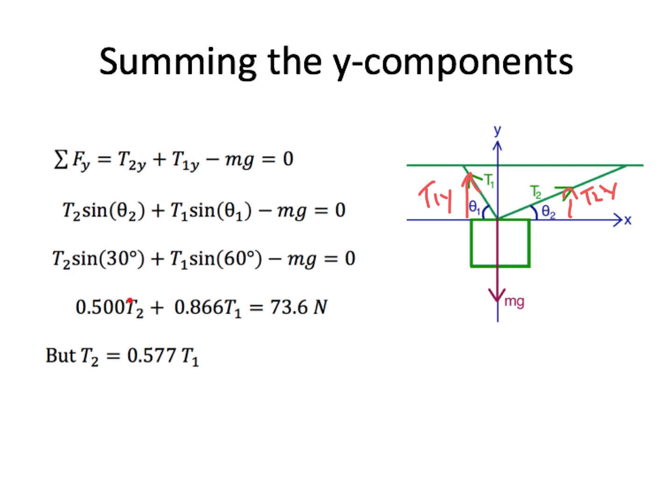Now again, I've got 0.5 T2 plus 0.866 T1. I still can't solve this because I have two unknowns. But because I did the sum of the forces in the x direction, I know that T2 is equal to 0.577 T1, so I can take this guy and plug it in there. So I'll have 0.577 T1 gets plugged into here. That's going to be times 0.5, and then you'll have a term that is involving T1. I'm going to add 0.866 T1 to that and set it equal to 73.6 newtons.